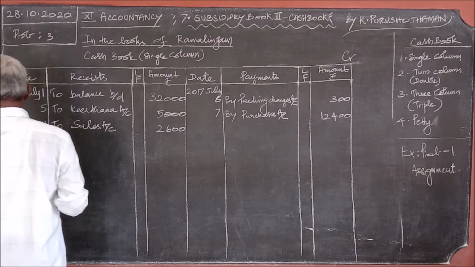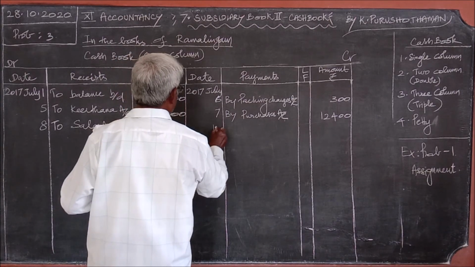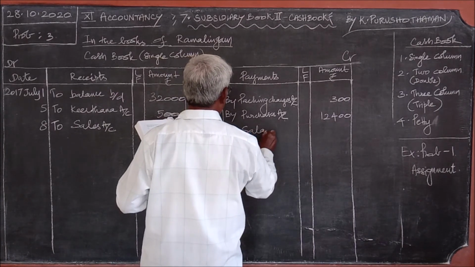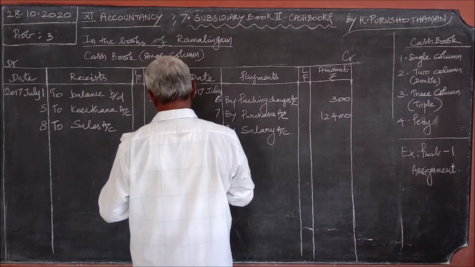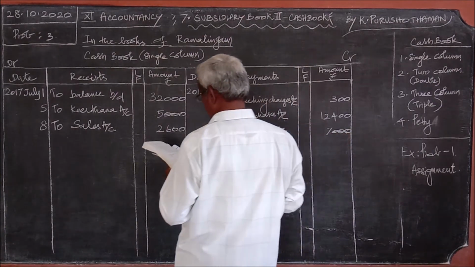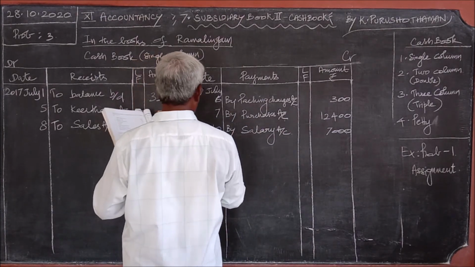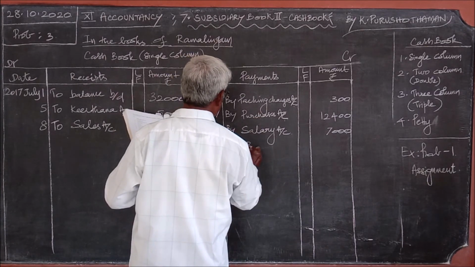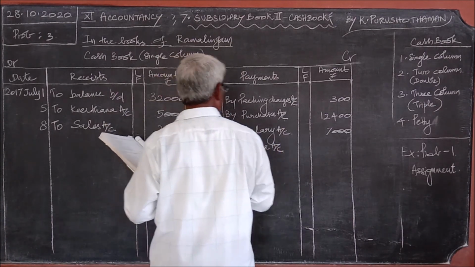Then, paid salary to manager in cash. Paid salary, therefore, salary is a payment, paid, therefore, by salary account in cash, 7,000. Then, paid to Bala, 3,000. So, to Bala, it is paid, by his payment, therefore, by Bala account, 3,000.